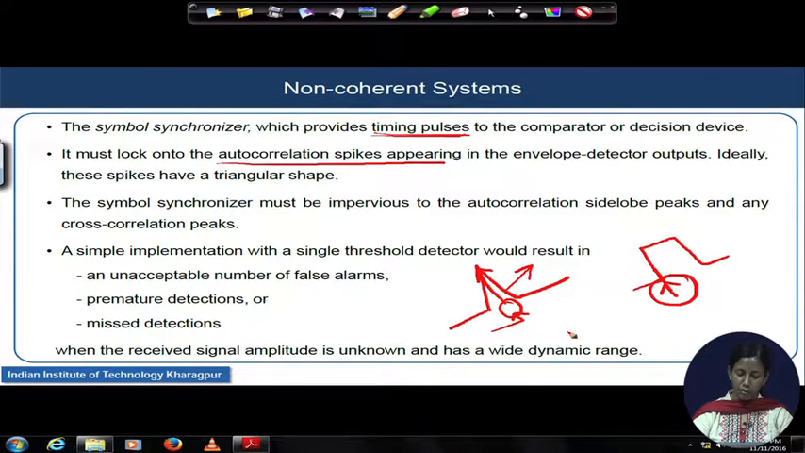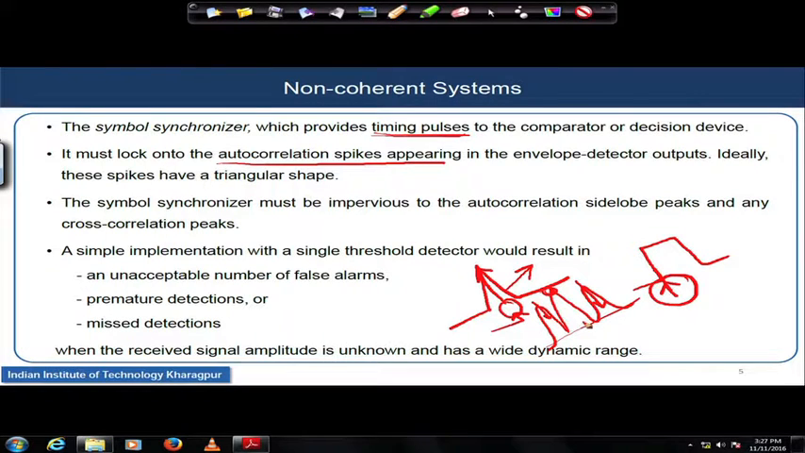Think of a situation where the autocorrelation side lobe also has a very high peak compared to the main peak power. Then the synchronization may get falsely locked on the previously appearing one, or if it misses the peak, it may declare that the lock should be here. So the algorithm that you are designing for symbol synchronization should be aware of the autocorrelation pattern of the selected sequence, and it should precisely identify the autocorrelation main lobe peak.